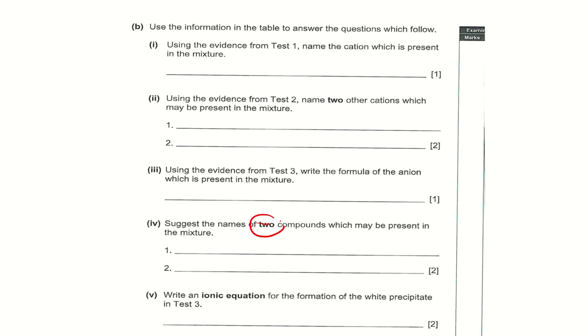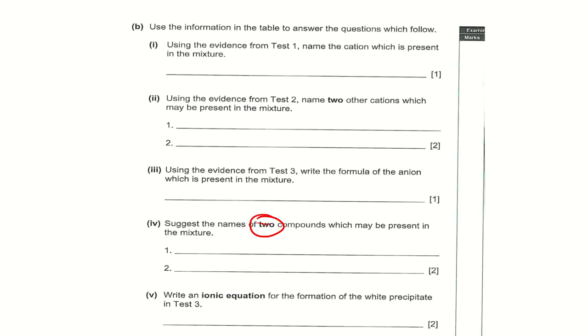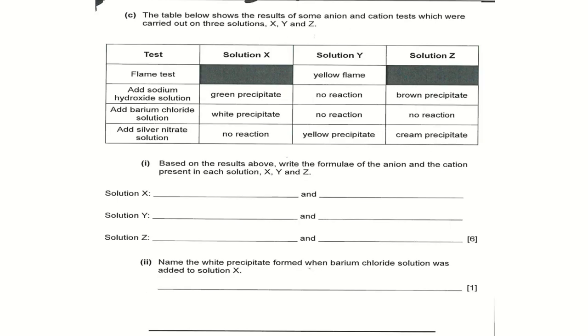So those are the answers to all of the questions that we have on there. It says suggest the names of 2 compounds that may be present in the mixture. So you could have sodium sulfate, aluminium sulfate, or zinc sulfate. Any of those 3, in actual fact, would be fine. And an ionic equation for the formation of the precipitate in test 3, well, we've had that several times by now, haven't we? So it's barium ions, which are aqueous, plus the sulfate ion, which is also aqueous, goes to barium sulfate, which is a solid, because that's your white precipitate.